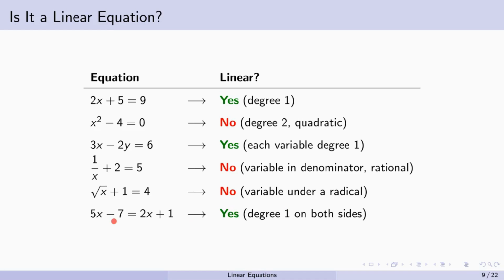And lastly, 5x minus 7 equals 2x plus 1. There are lots of things that we can do here to solve for the value of x. But yes, it is a linear equation. Notice the pattern. It's not about how long or messy the equation looks. It's purely about whether the variable's power is exactly 1.